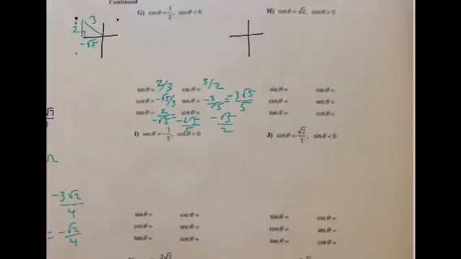So cotangent is positive in quadrants 1 and 4, and cosine is positive in quadrants 1 and 4. So the angle's in quadrant 1. Okay, so cotangent being radical 2 means that it's x over y. So this is radical 2, that's x, and y is 1.